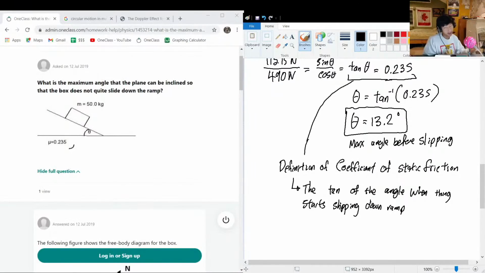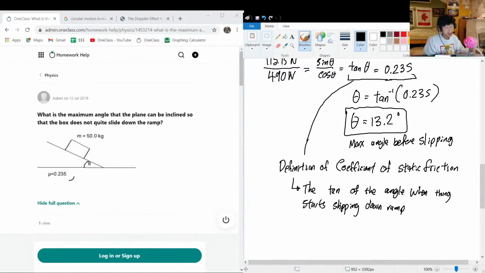Now if you wanted to, you could just say, okay, the maximum angle, we can just take the arctan of this, but the derivation is important. But sometimes you will need to calculate the coefficient of static friction yourself. Like, let's say you're trying to figure out a system like this.